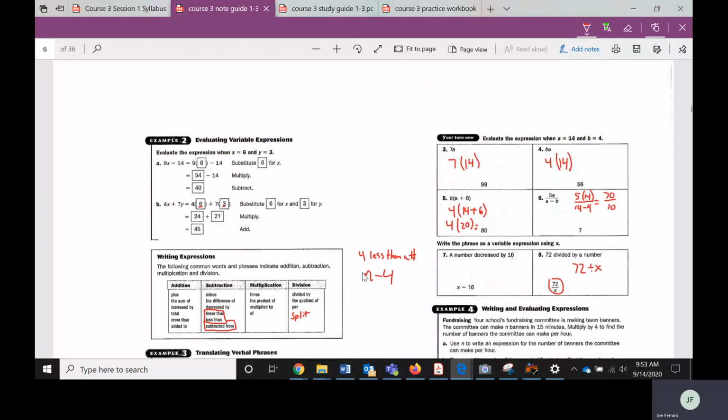Okay. So did some examples up here. Evaluate the expression when a is 14, b is 4. So when a is 14, put 14 in for a. 7 times 14 is 98.